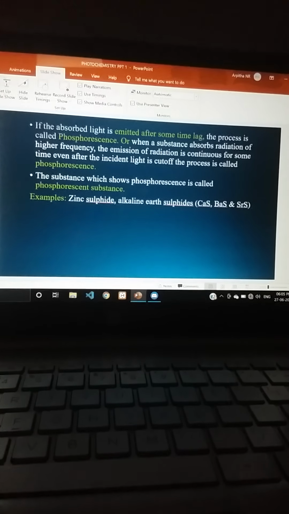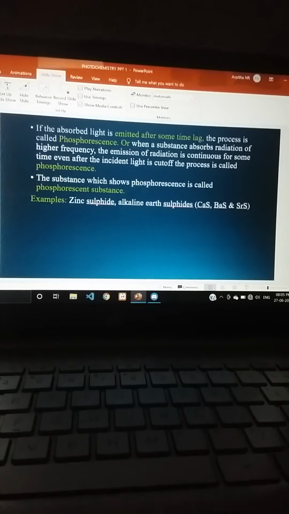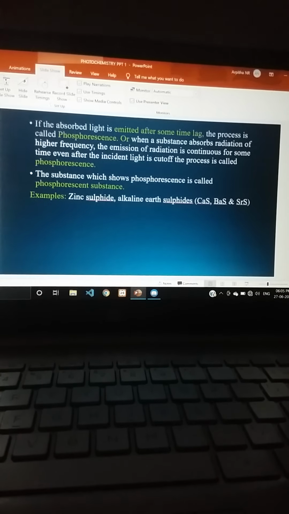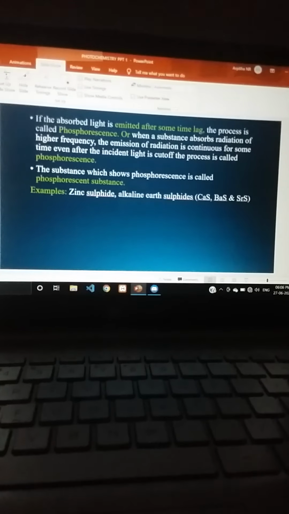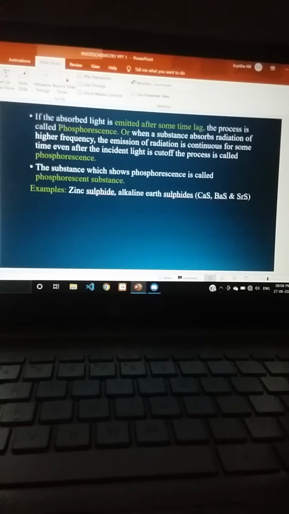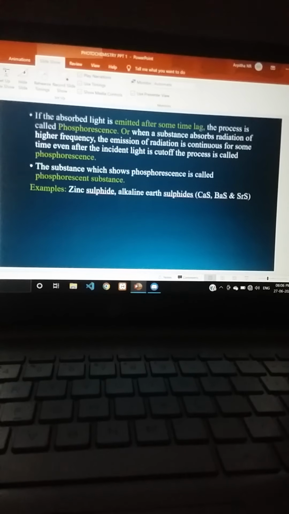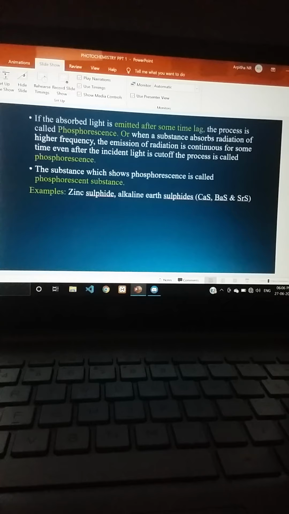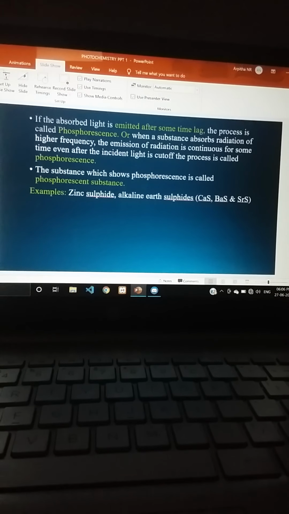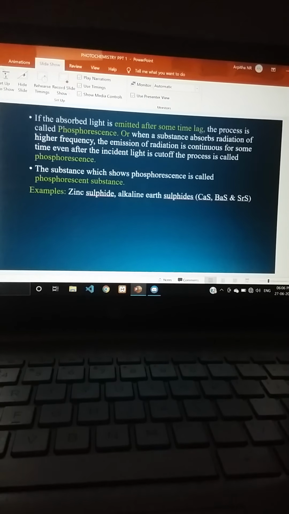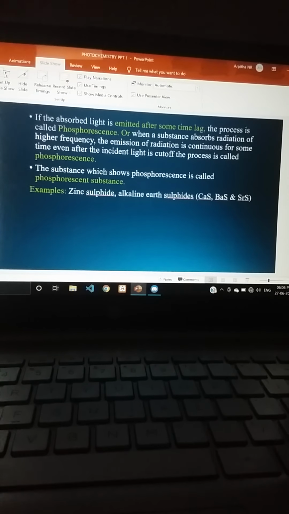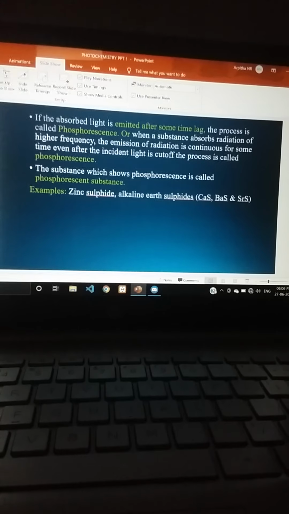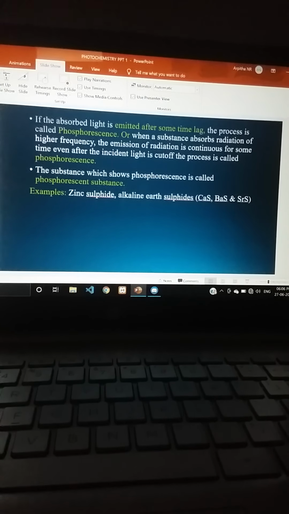In photophysical process, another important thing you will observe is phosphorescence. Phosphorescence means if the absorbed light is emitted after a time lag, then the process is known as phosphorescence. Or phosphorescence is also defined as, if a substance absorbs a radiation of higher frequency, then the emission of radiation is continuous for some time, even when the incident light is absent, then the process is known as phosphorescence.